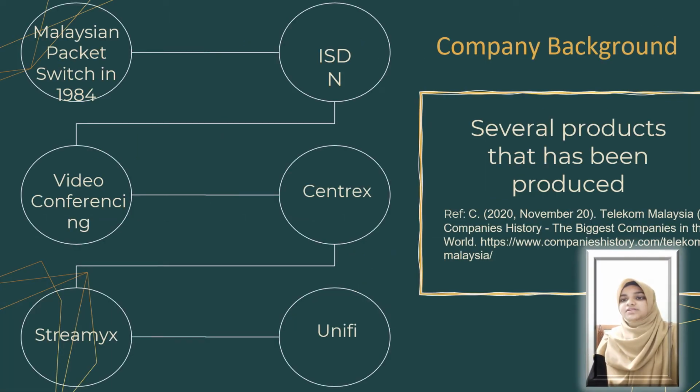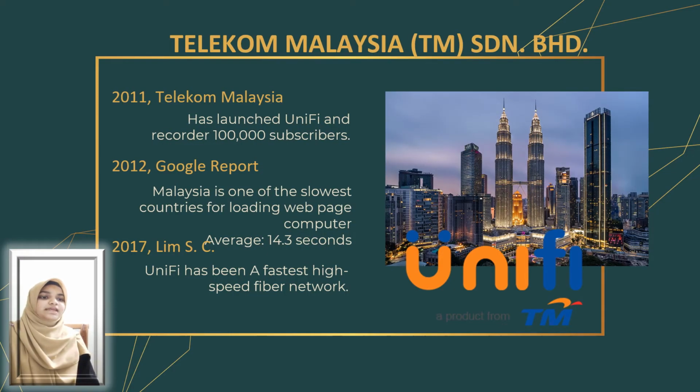Telekom Malaysia, formerly known as Jabatan Telekom Malaysia (JTM), successfully produced and introduced its very own Malaysia data network of packet switch technology in the year 1984. Many new services have been produced such as ISDN, video conference and Centrex. Also, the digital TM Touch cellular service. Through the years, Telekom Malaysia has also introduced and established many data communications to the country such as broadband, Streamyx and Unifi. Unifi was launched in 2011 and recorded 100,000 subscribers.